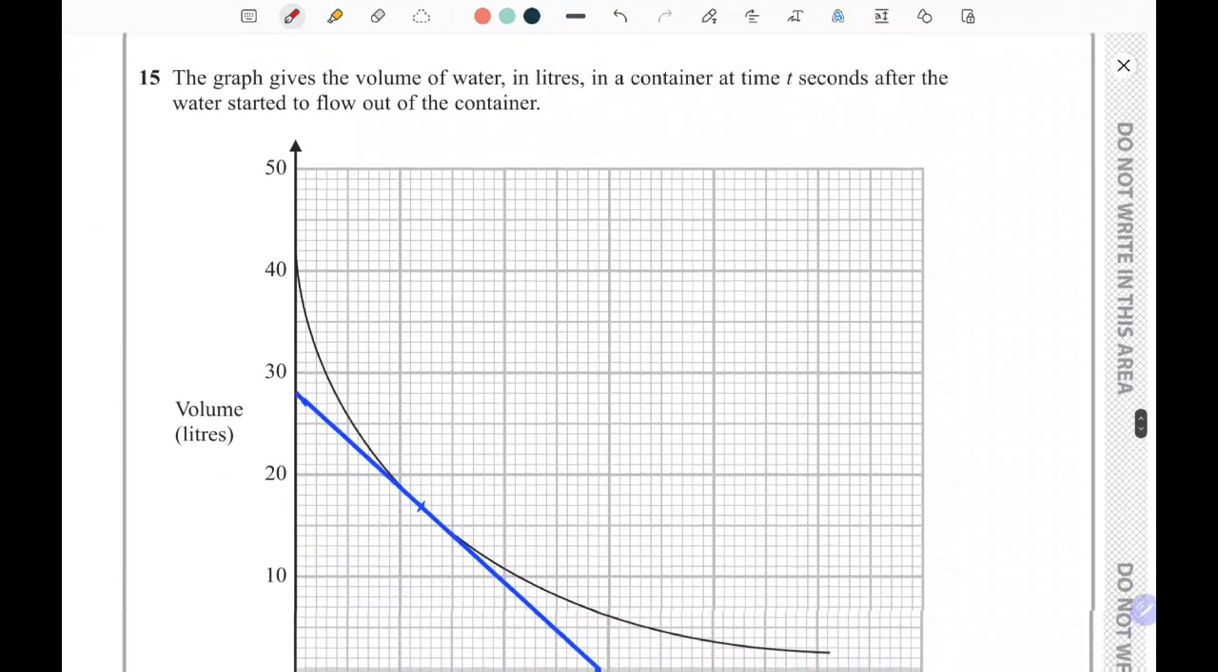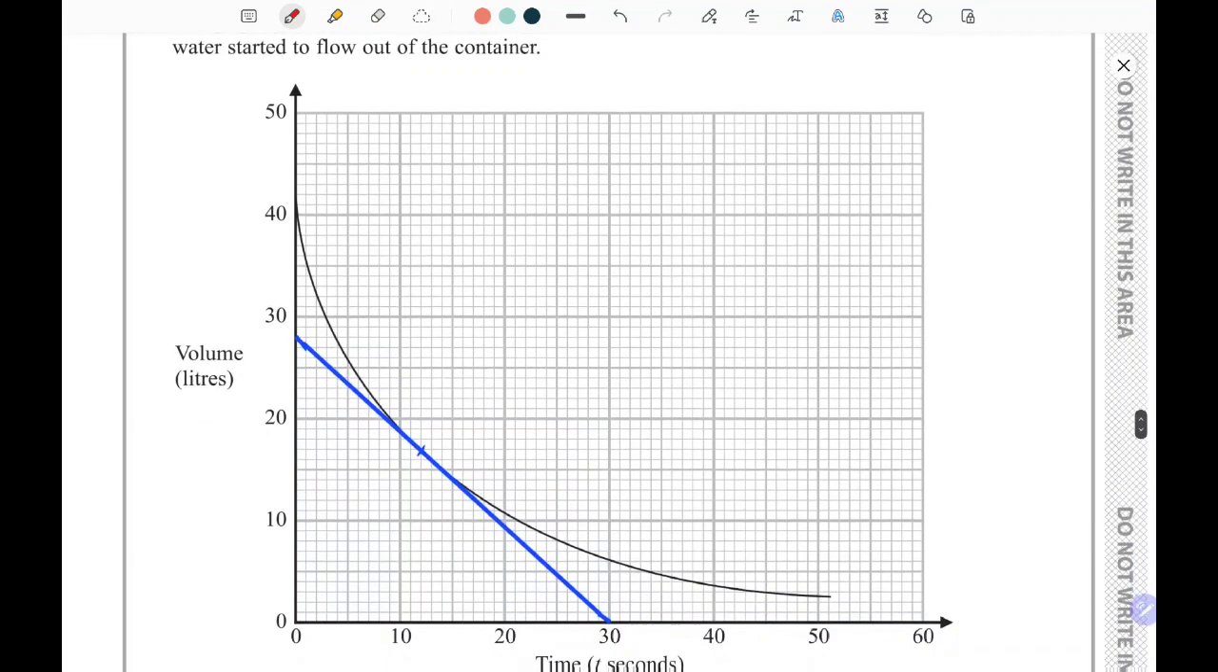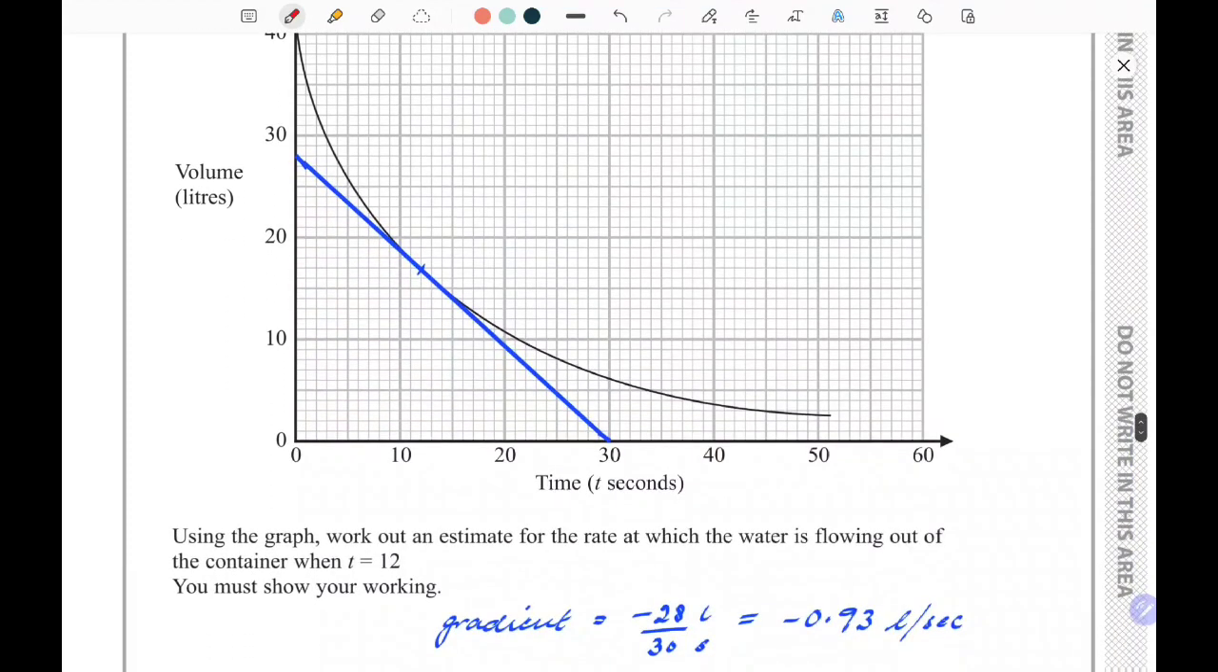Okay, this next one, number 15. Graph gives the volume of water in liters in a container at time t seconds after the water started to flow out of the container. So obviously the graph is going to be going downwards because the water is flowing out. And what they've asked for, work out an estimate for the rate at which the water is flowing out of the container at t equals 12.